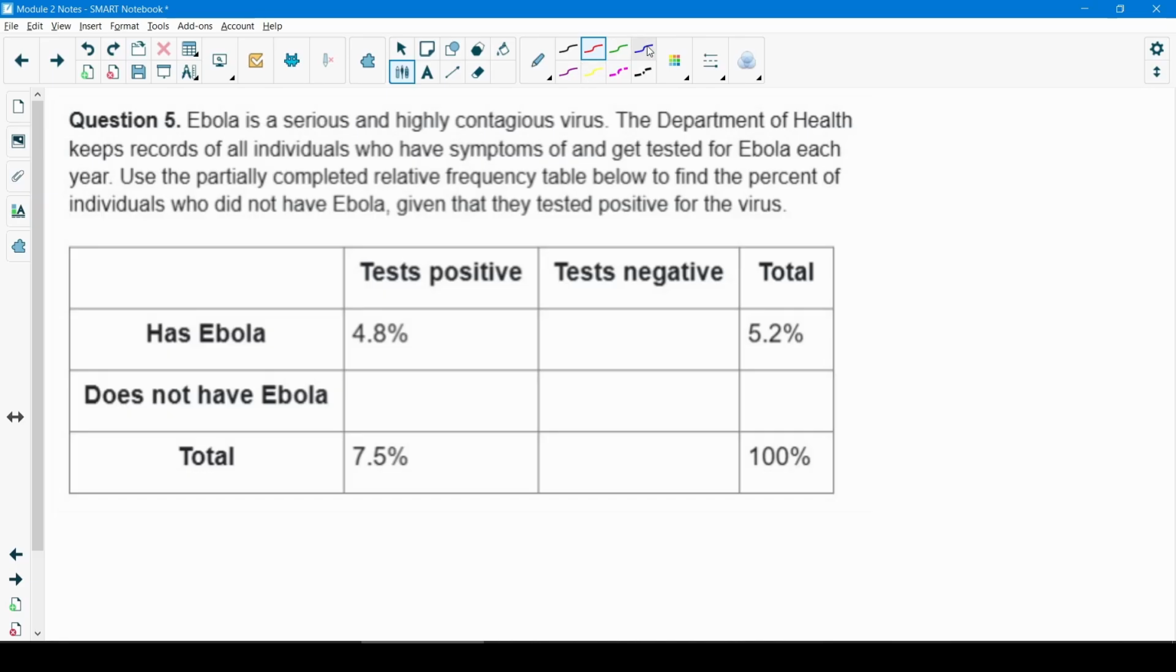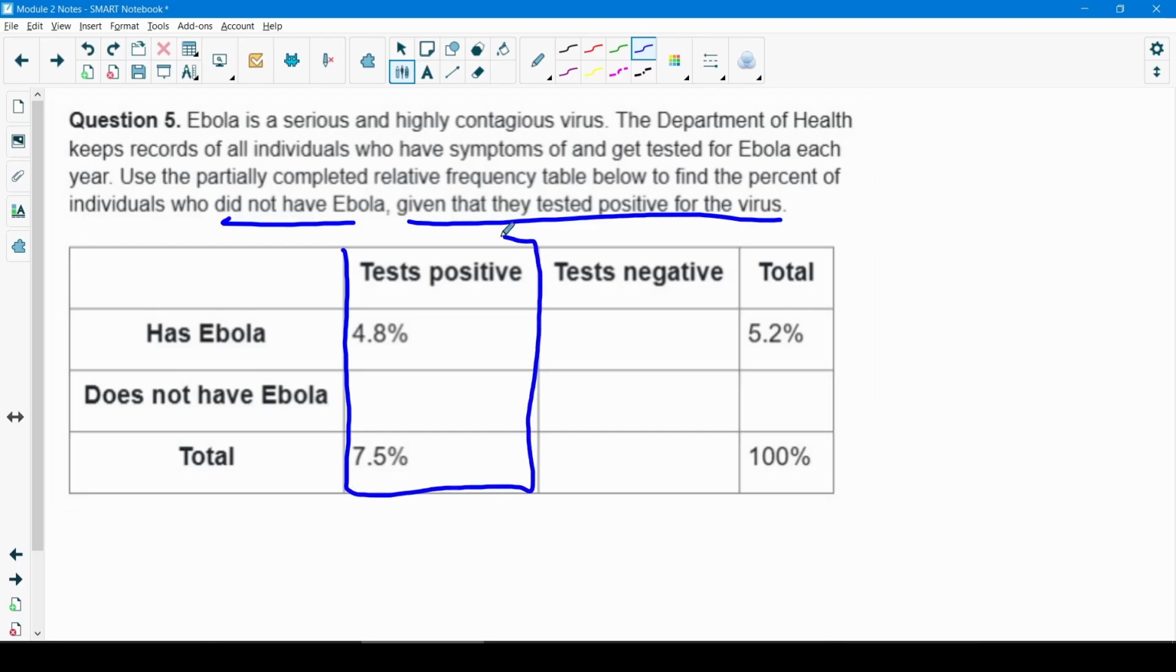All right, and my last one here, Ebola is a serious, highly contagious virus. The Department of Health keeps records of all individuals who have symptoms of and get tested for Ebola each year. Use the partially completed relative frequency table below to find the percent of individuals who did not have Ebola given that they tested positive for the virus. So this given they tested positive, that tells me we're going to be looking at this column for tested positive. And I do want to fill in this blank.